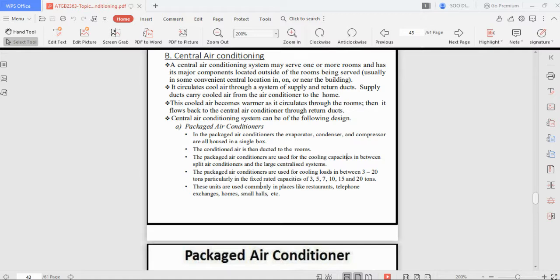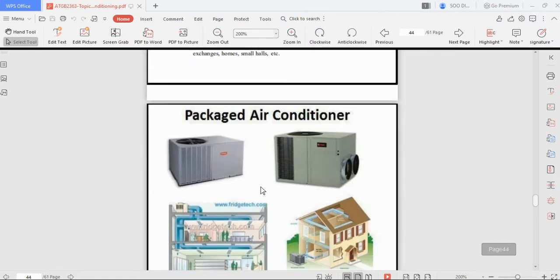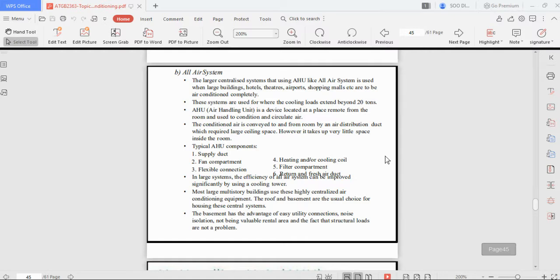You usually find this centralized air conditioning, which is for commercial purposes, at a restaurant or a mall. So if you are using it over a long period of time, it is more efficient compared to the personal air conditioning you have at home. But of course, if you use more, then you will have to pay more electricity bill. So this is the next one, which is the all air system.